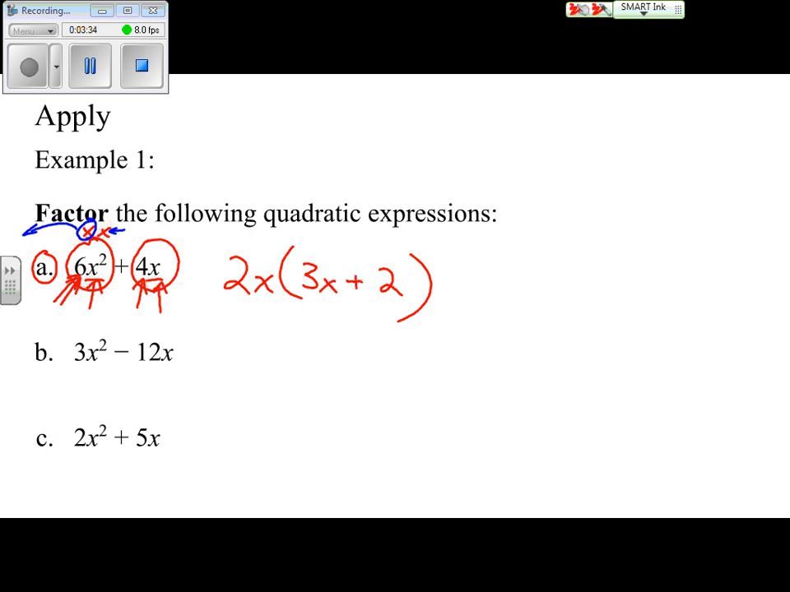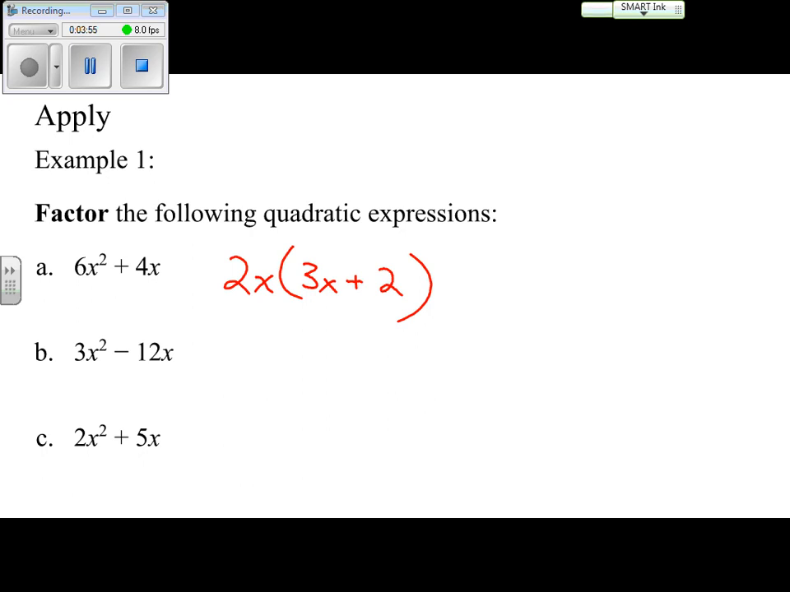Everything was positive, so I'm going to put a plus sign. And since I pulled out this x, there's an x here, I pulled it out, so now it's hanging out front, and there's no x left. So I have done a monomial factor here. I have pulled out everything that was common between the 6x squared and the 4x.